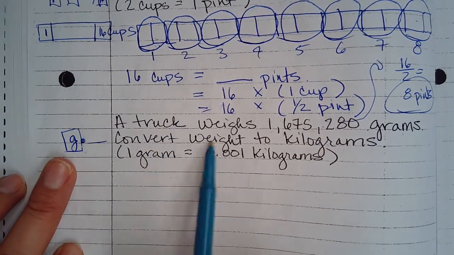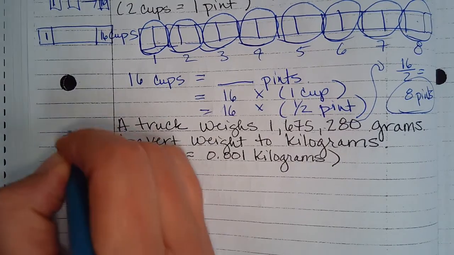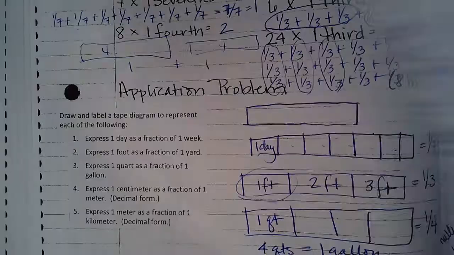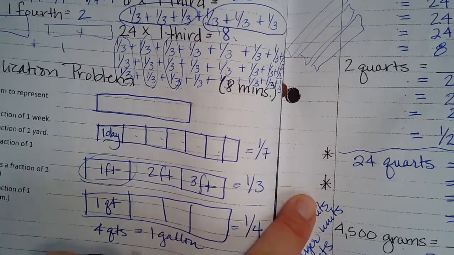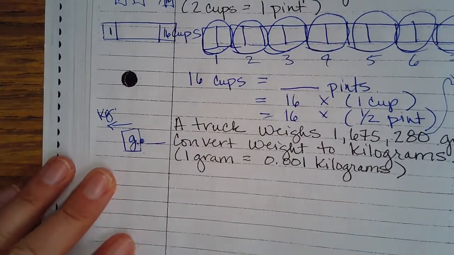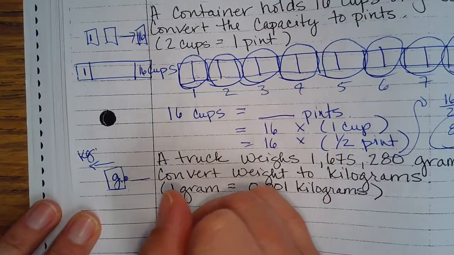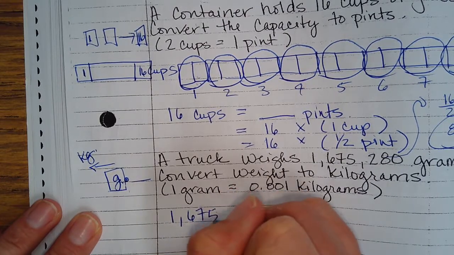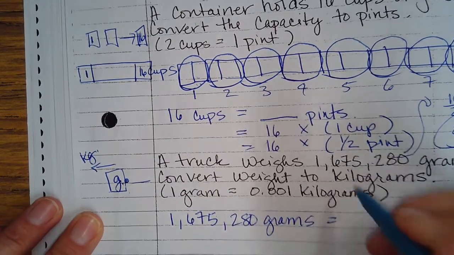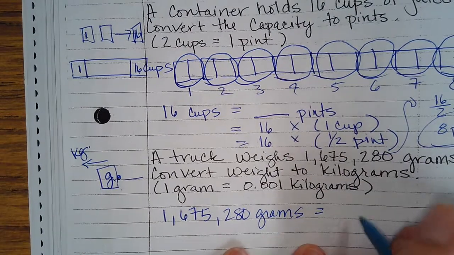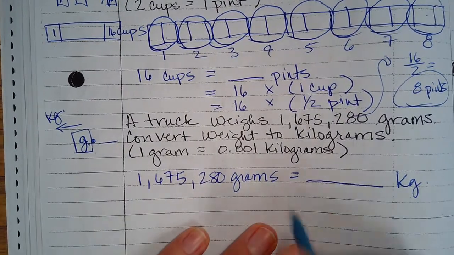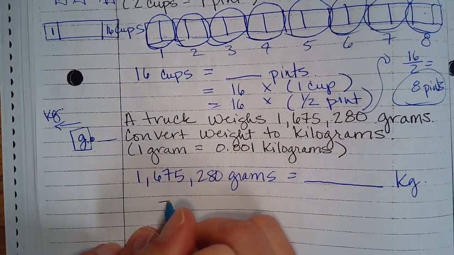Okay, now we're going to convert weight to kilograms. So now we're going from grams, and we have to go to kilograms. So remember, when we're going from smaller units to larger units, the number gets smaller, right? See, we are always coming back to what we've already learned. 1,675,280 grams. If you're not writing this down, you're doing yourself a huge disservice. You're going from grams to kilograms. So I think I'm going to have to move my equal sign way over here.